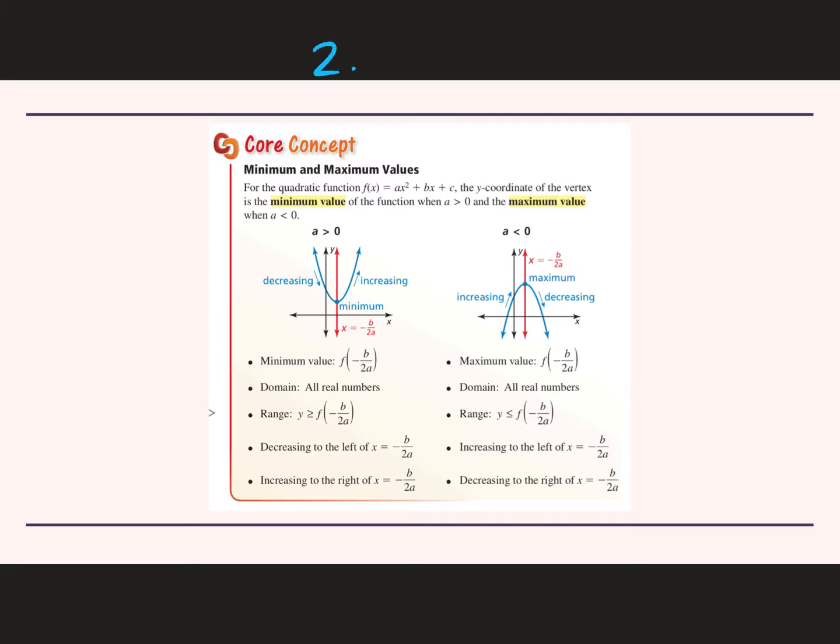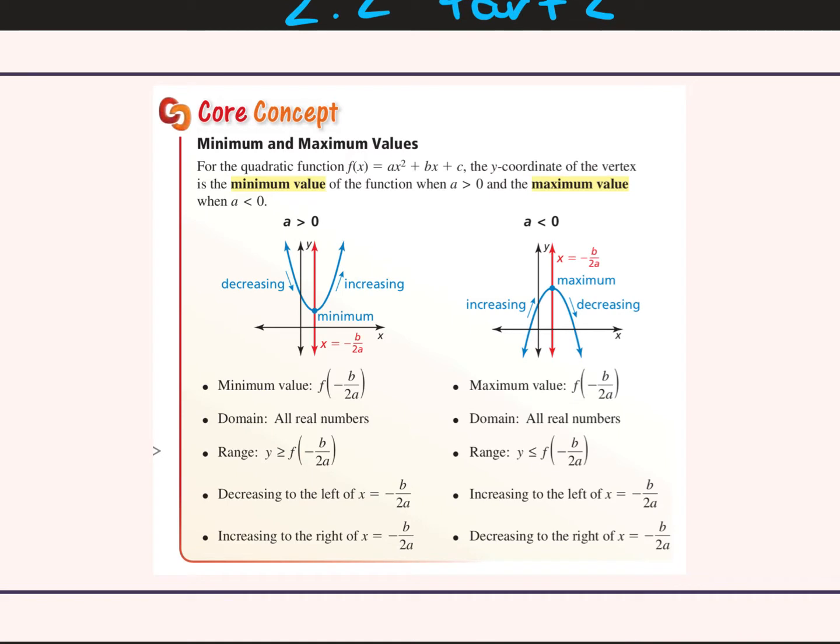So this is 2.2 part 2. Our graphs of quadratic functions either have a maximum or minimum. If it opens up, like this one on the left, then our vertex is at the lowest point, so that would make it a minimum. If it opens down, then our vertex is at the highest point, so that would make it a maximum.